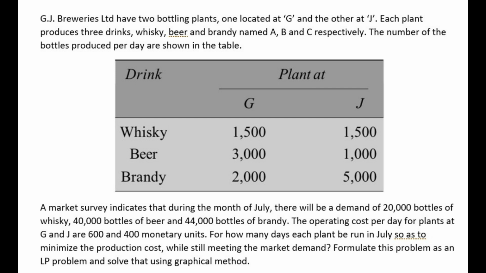A market survey indicates that during the month of July there will be a demand of 20,000 bottles of whiskey, 40,000 bottles of beer and 44,000 bottles of brandy. The operating cost per day for plants at G and J are 600 and 400 monetary units. For how many days should each plant be run in July so as to minimize the production cost?